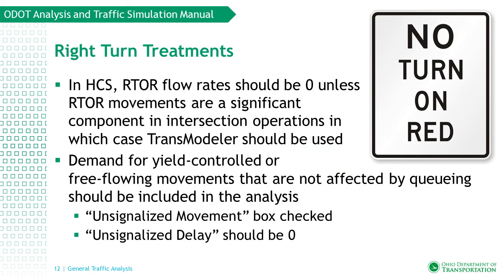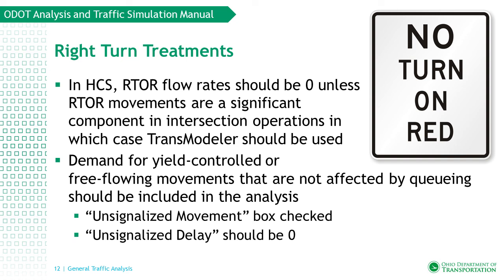When using HCS, right turns on red are not allowed, and a zero value should be used for the right turn on red flow rate. At locations where right turn on red movements are a significant component of intersection operations, Transmodeler should be considered. Channelized right turn movements that are yield controlled or free flowing are not affected by queuing at the signal, so the right turn demand should be included in the analysis.